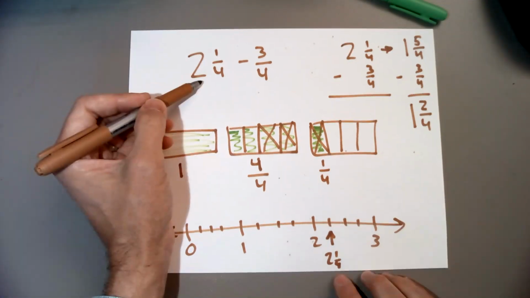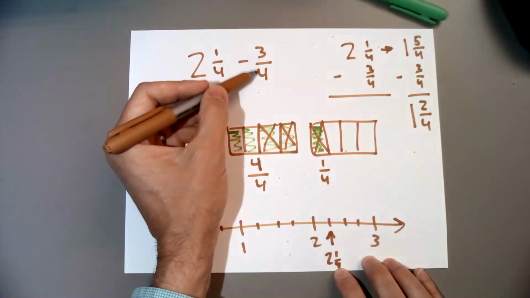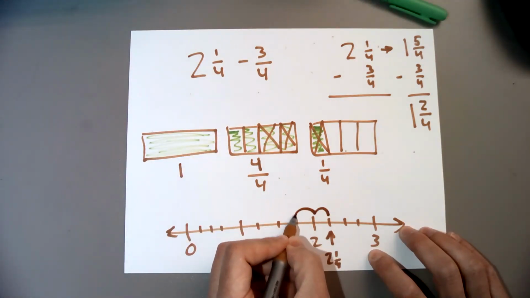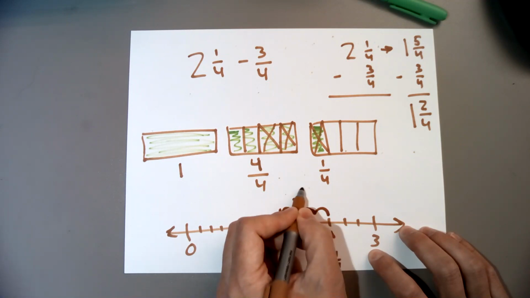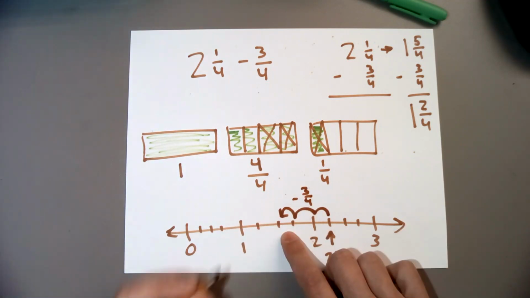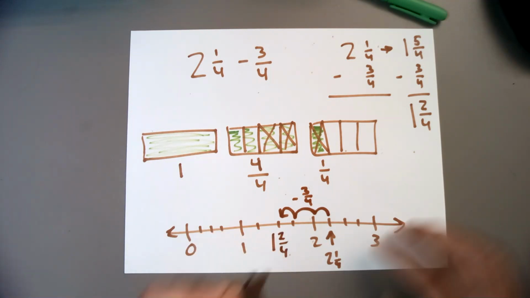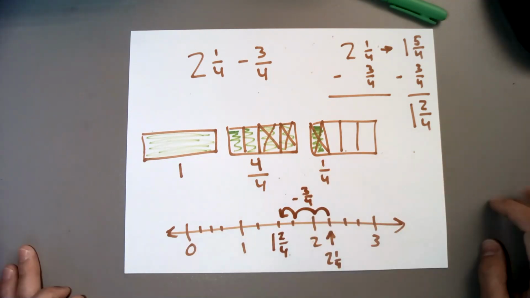So I start with 2 1/4 and I'm subtracting 3/4. Subtract 1, 2, 3/4. And I end up here, which is 1 2/4, which is what I got here and what I got with that model as well.